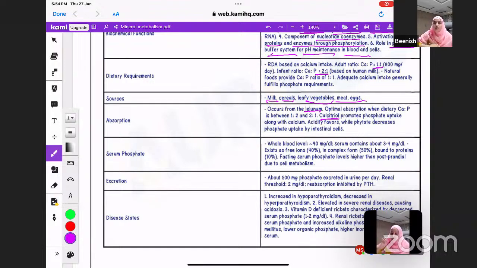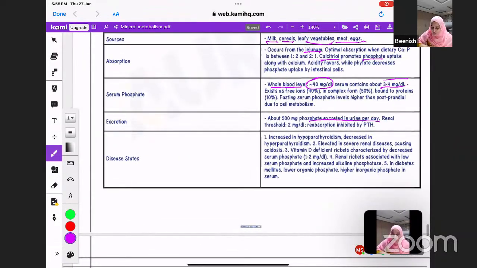So not just regulating calcium levels, your calcitriol, that is vitamin D, is also regulating phosphate levels. So your calcitriol promotes phosphate uptake as well. Serum phosphate, that is whole blood levels, have approximately a value of 40 microgram per deciliter. Serum contains 3 to 4 microgram per deciliter. Then excretion: about 500 microgram phosphate is excreted in urine per day.